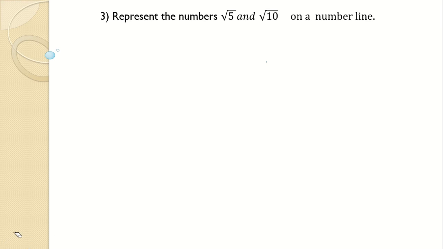Now we come to a geometry part. Represent the numbers root 5 and root 10 on a number line. Last year also you learnt what a number line is, right? Every rational number we can easily represent on the number line. In geometry you will also have to represent various rational numbers on the number line. So what is the number line? In the center you have 0, on this side you have all the positive numbers, and on this side you will have all the negative numbers.